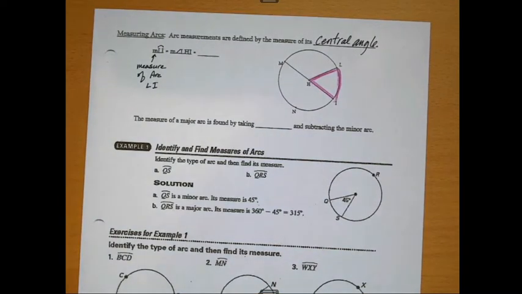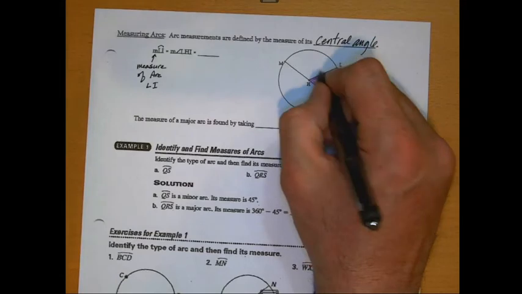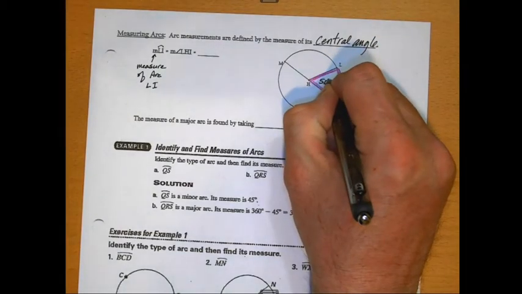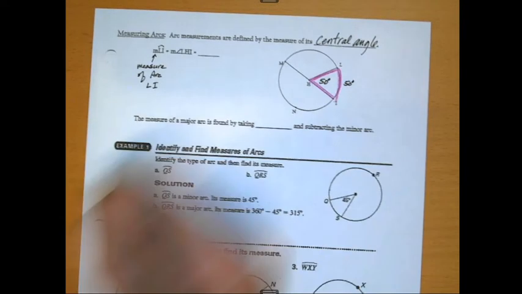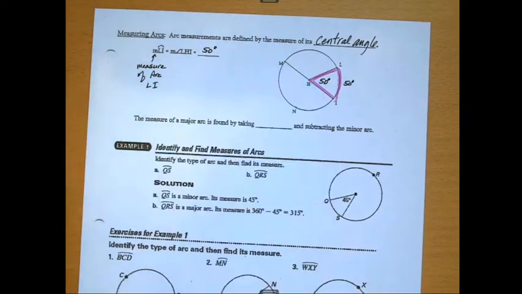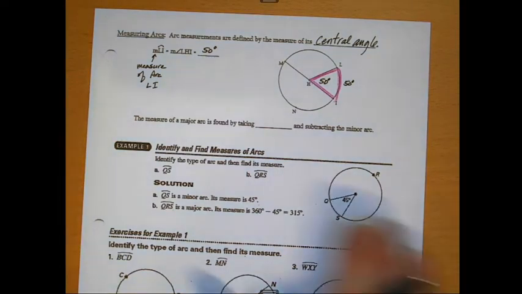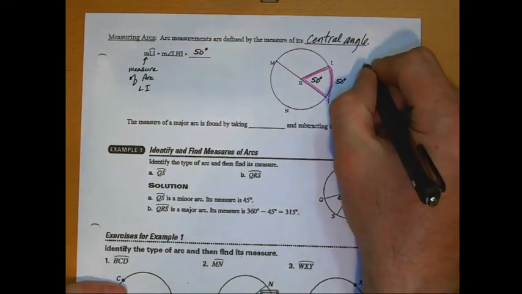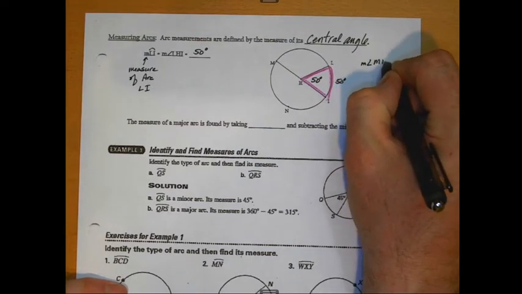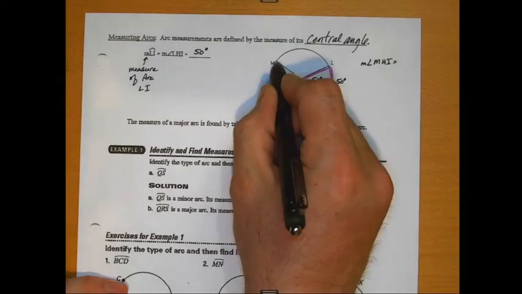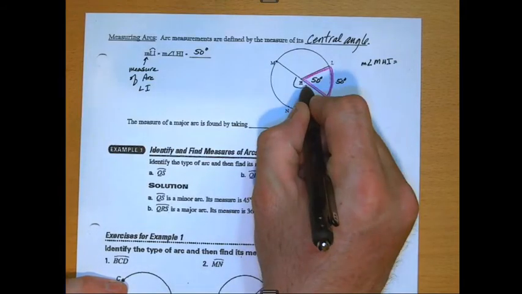Now I don't want the arc length, I just want the measurement of the arc. There's two different things. We're going to talk about arc lengths a little bit later. So if I told you that this was 50, oh, well, that is going to be 50. So the measurement of those two are going to be 50. Now let's take this a little bit further. What is the measurement of angle MHI? Well, MHI, that's that angle.